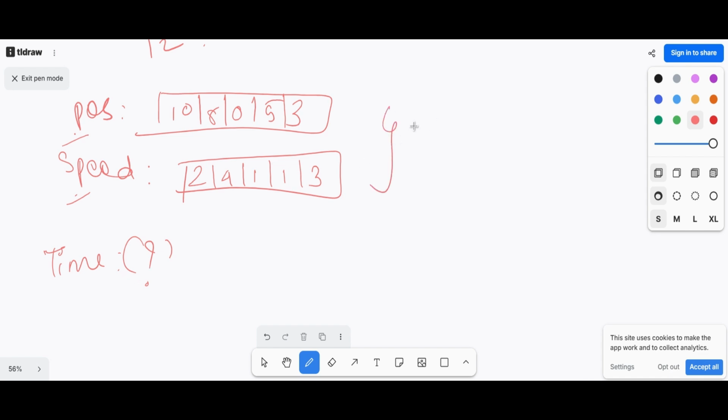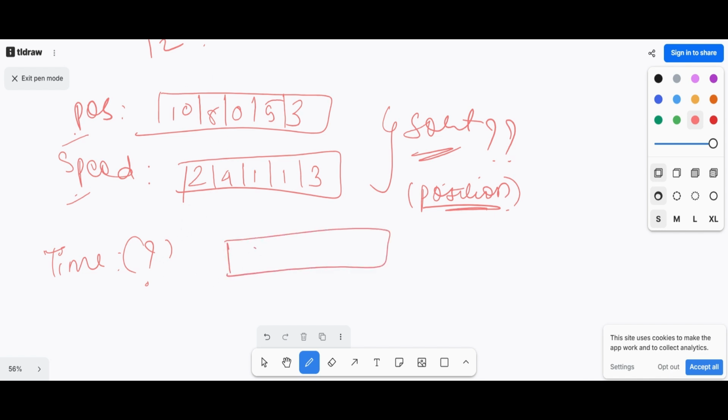First thing is, can we sort this? Why? So that we can understand who is starting first. We will sort it based on position. Let's just sort it on position, so let's say we have sorted like 0 3 5 8 and 10. And then the corresponding speed is, for 0 it's 1, for 3 it's 3, for 5 it's 1, for 8 it's 4, and for 10 it's 2.